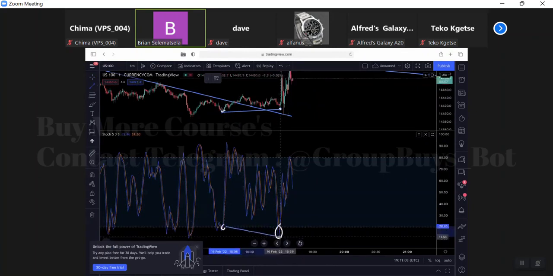Of course, the last thing that you confirm with your divergence is the crossing over between the two lines inside the stochastic. The settings are 5, 3, 3 of the stochastic that we use.